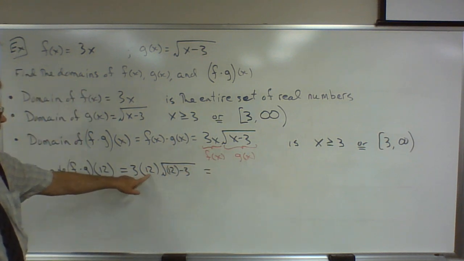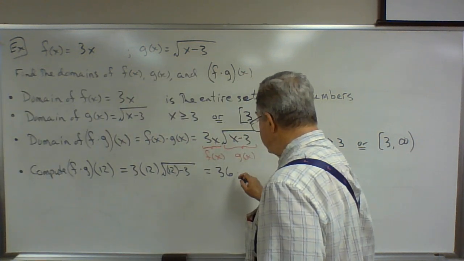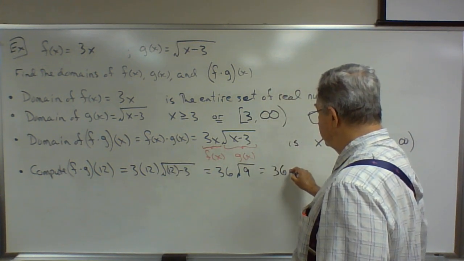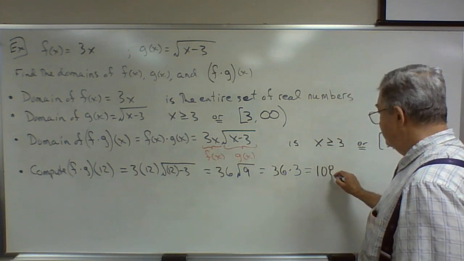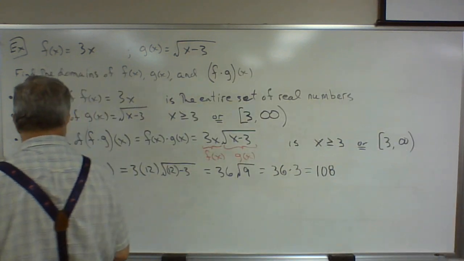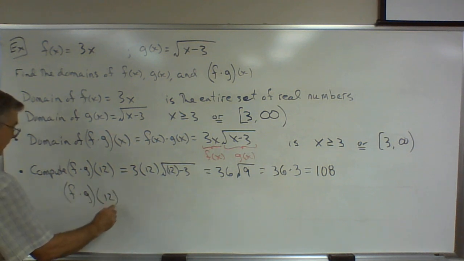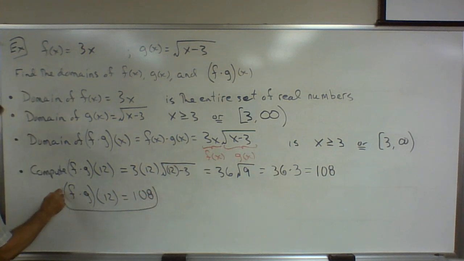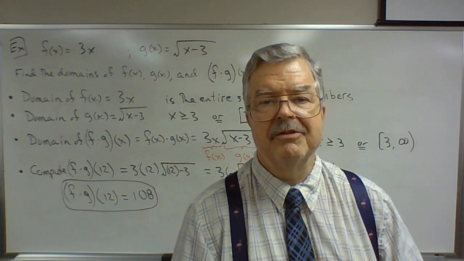Then we have 3 times 12 is 36. 12 minus 3 is 9. That's the square root of 9. Or 36 times 3, which is 108, I hope. F times g evaluated at 12 is 108. And let's do a quotient function example, and we'll be all set, okay?